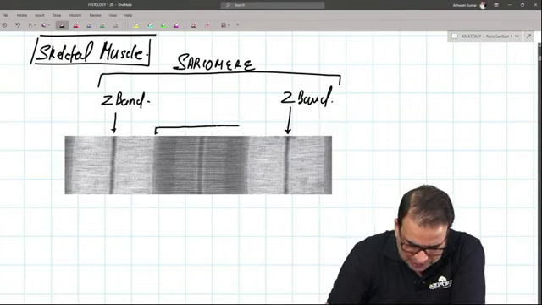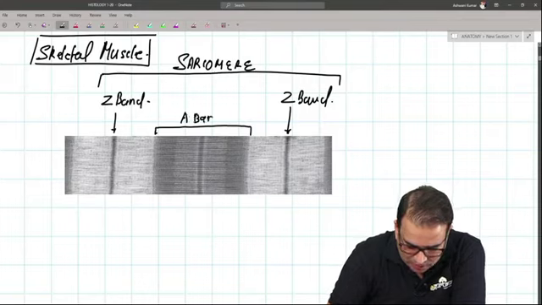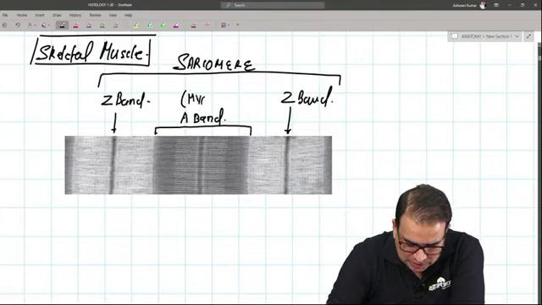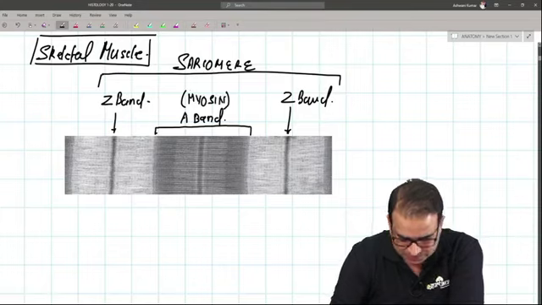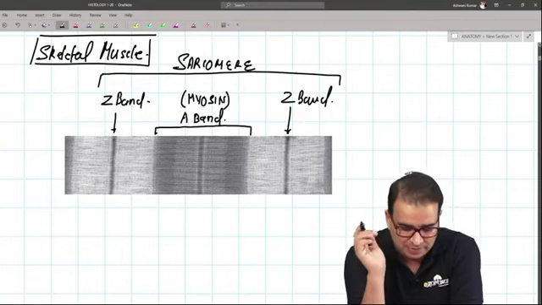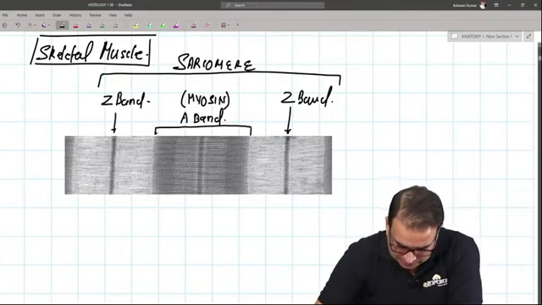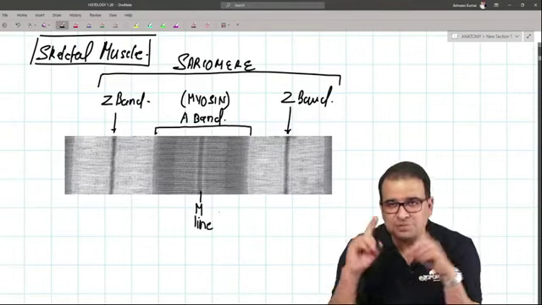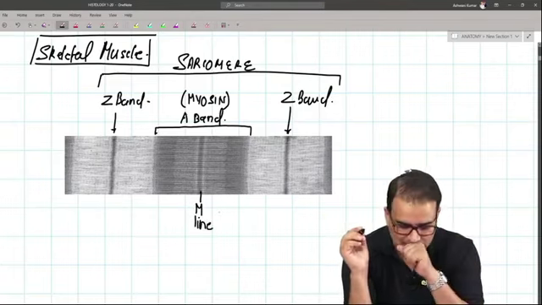This is called an anisotropic band or A band. This A band also represents the length of the myosin filament. This line here is the M line, the one that you see exactly in the center of the sarcomere. That is an M line.